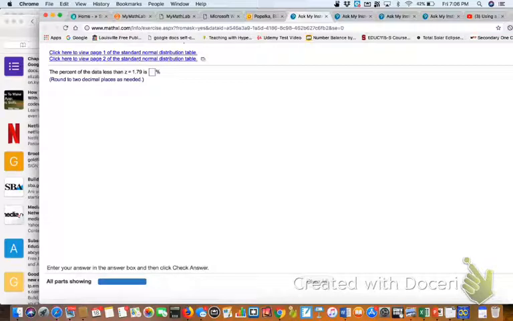Now I clicked on the similar example where it said the percent of data is less than z equals 1.79. It would be great if you would pause the video, try to hit the chart, look and see if you can come up with a good guess for what the percent would be, and then I will get right back to you.